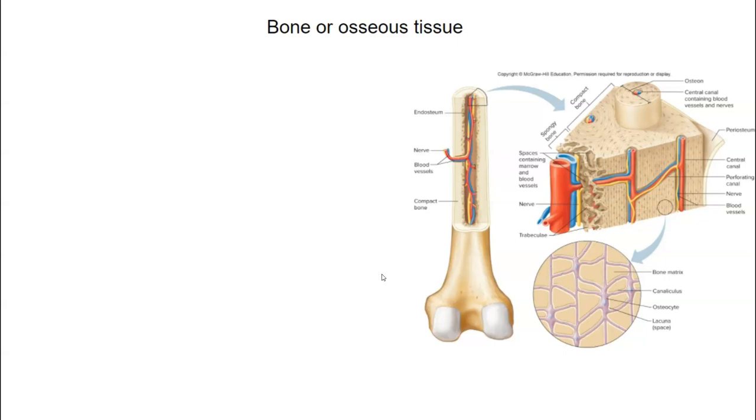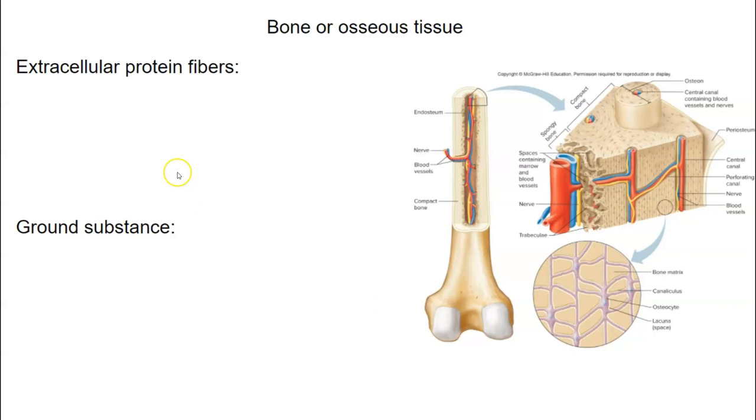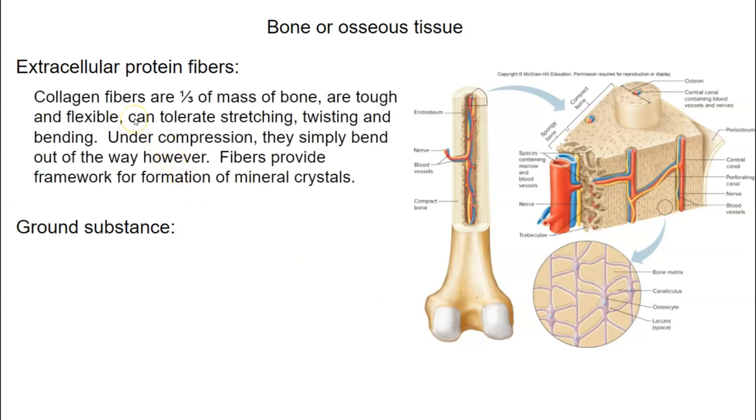If you remember, connective tissue has an extracellular matrix. The extracellular matrix consists of the protein fibers as well as ground substance. So let's look at the protein fibers first. Just like the other connective tissues we saw, bone is high in collagen fibers. About 1/3 of the mass of bone is collagen. Remember that collagen is tough and flexible, can tolerate some degree of stretching and twisting and bending. However, under compression, the collagen simply bends out of the way. And the collagen fibers provide a framework for mineral crystallization.